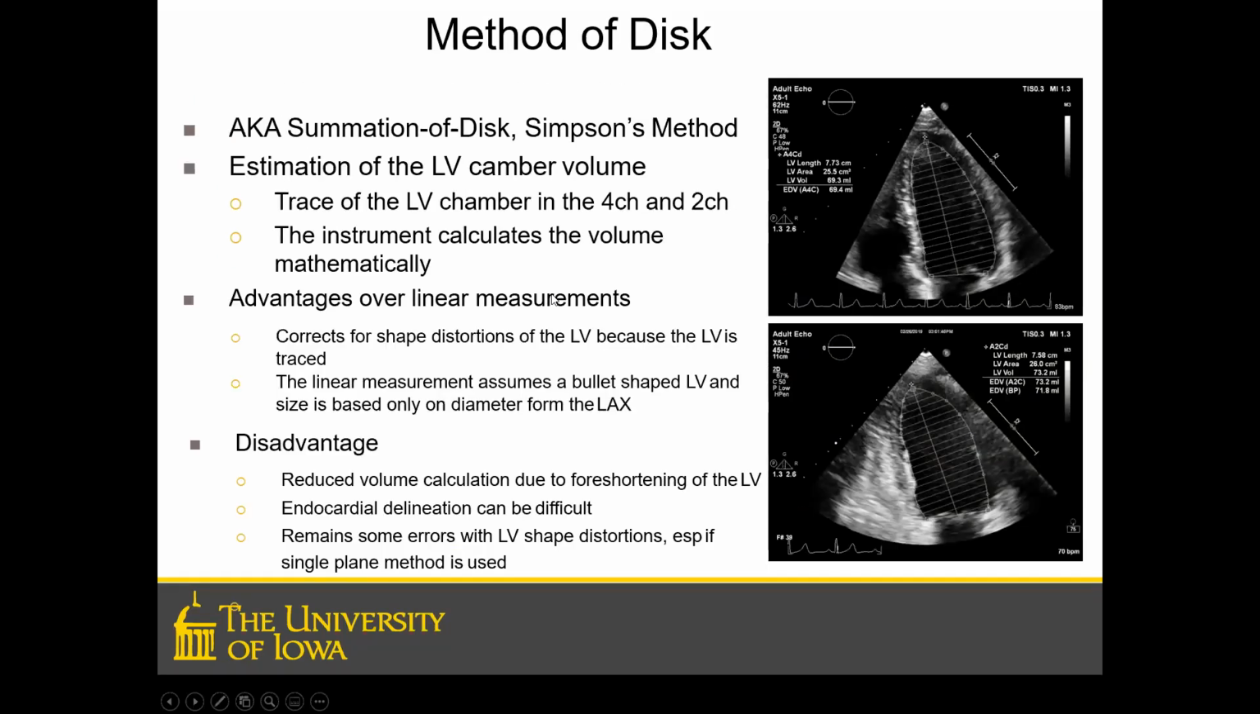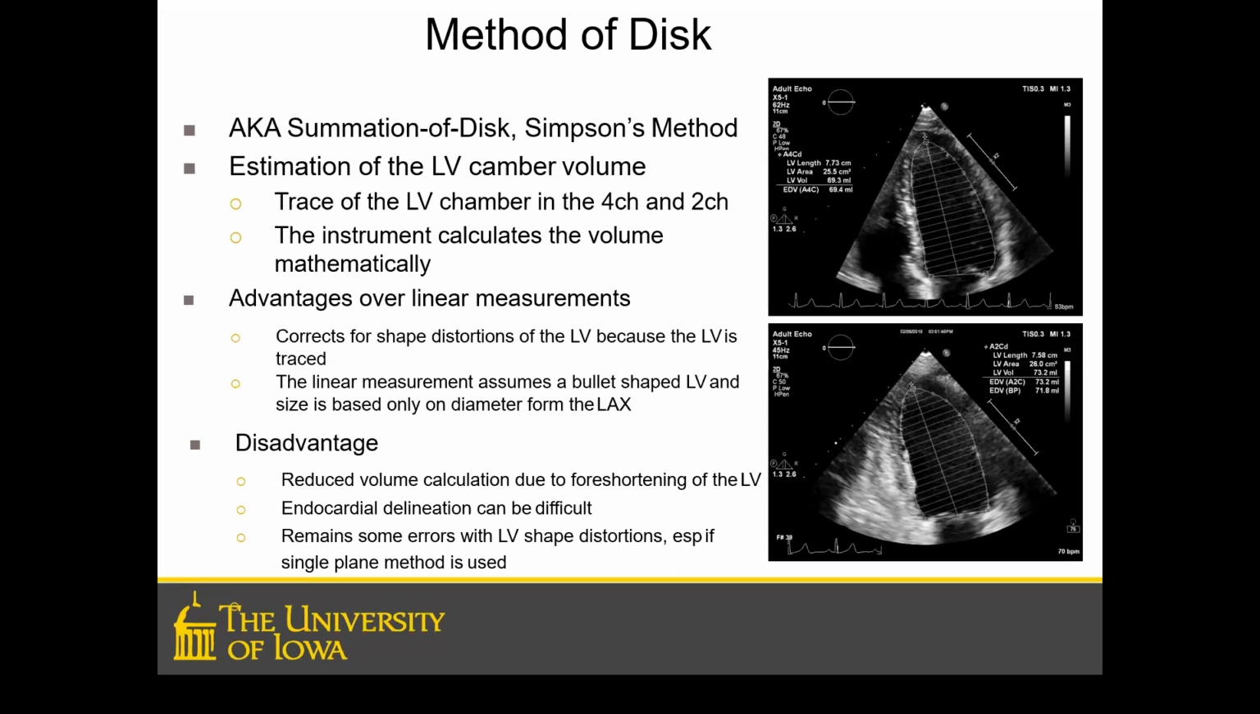So for summation of disc or method of disc or Simpson's rule, whatever you want to call it, we trace the LV in the 4 and the 2 in diastole and systole. The advantages of this over linear measurements are because you have the width, you have the AP, it calculates it assuming an ellipse, and you have a length.